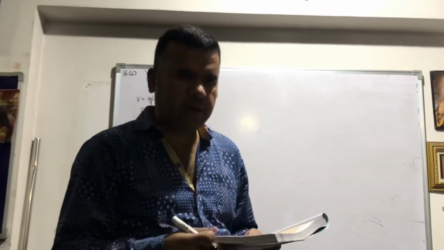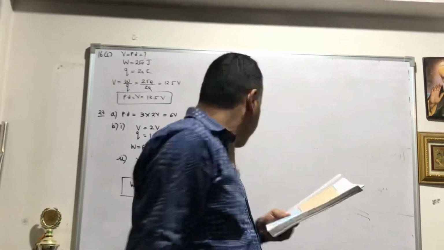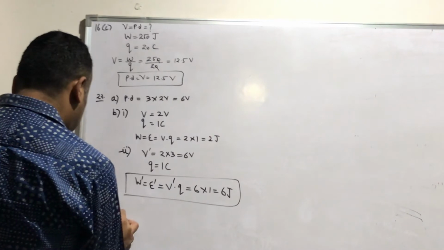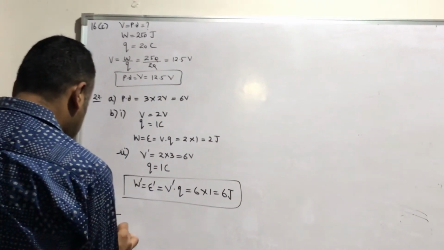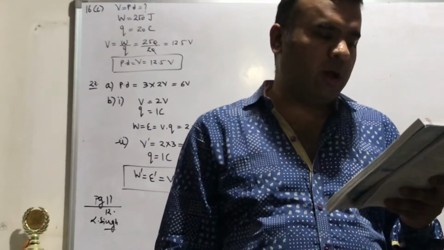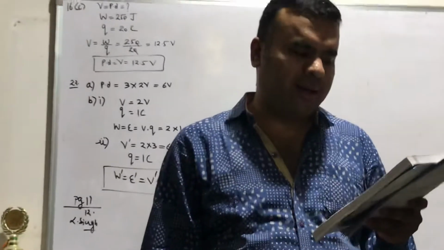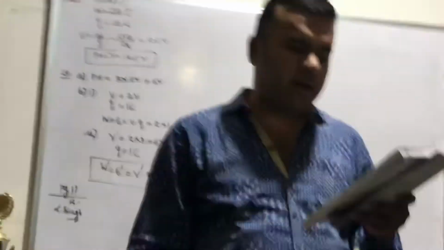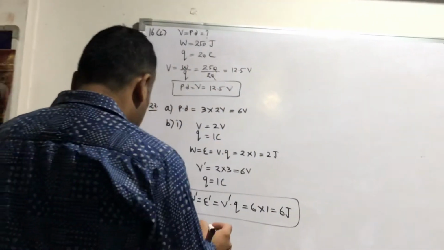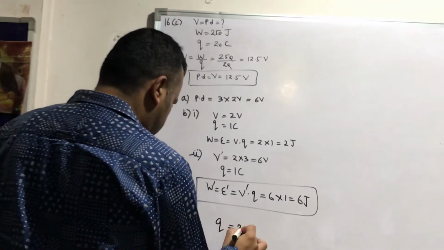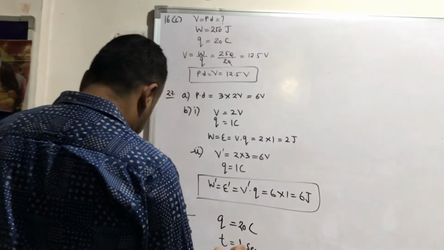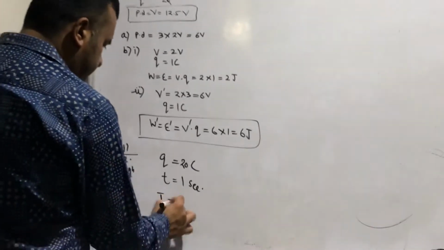Question number 12, Lakhmir Singh. I am reading the question for you. It's on page number 11. We discussed this because some typical questions are there as compared to NCERT in this. If 20 coulombs of charge passes a point in a circuit in 1 second, what current is flowing? This is the question. Charge here is 20 coulombs. Time, small t, is 1 second. We have to find out current.